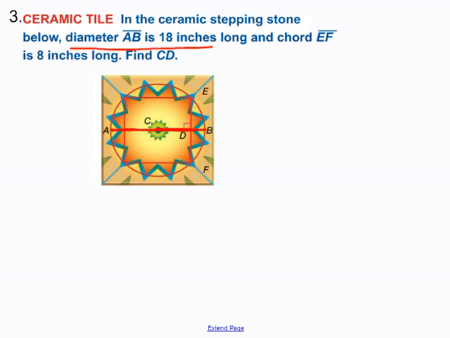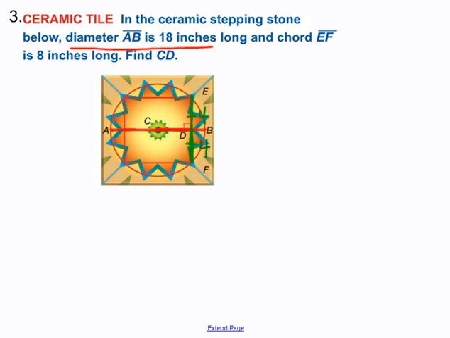Chord EF is 8 inches long. This is 8 inches. So they want me to find the part of that chord. Well, I know that these two are the same. So if that's 8 inches, then I know that this is 4, and this is 4.